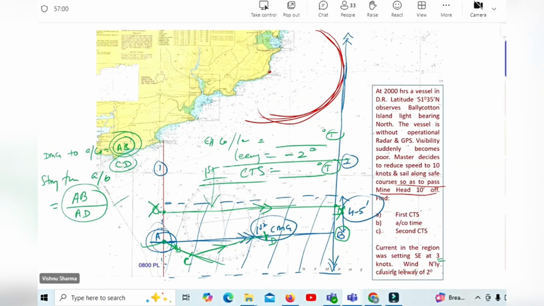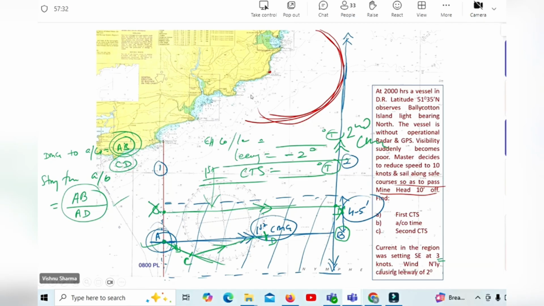Have you understood, guys? Clear? Clear, sir. Then the second CMG will always be along the transferred PL, either in this case northwards or southwards. In this case, you can see it will be north. So this will be the second CMG.